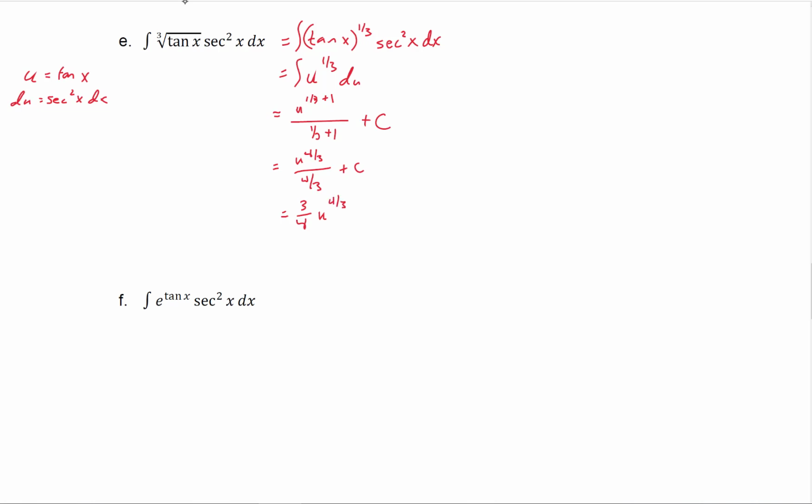And the last step, back substituting. Why? Because we start in x, we want to end in x, right? So this becomes 3/4 x, u we said was tangent x. So 3/4 tangent x to the 4/3 power plus c.